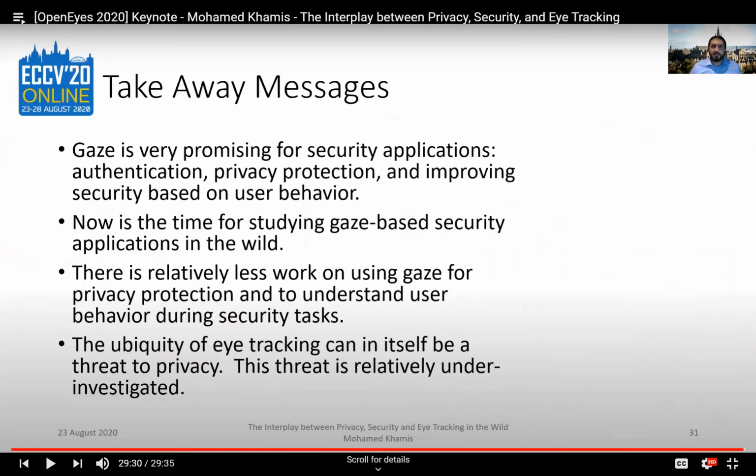Sure. So I can see a question here. Can you comment on the state of using eye gaze for authentication versus other well-established methods with respect to accuracy and false positive rates? And one more question, what about fast eye movements?